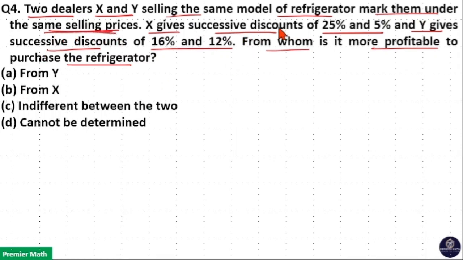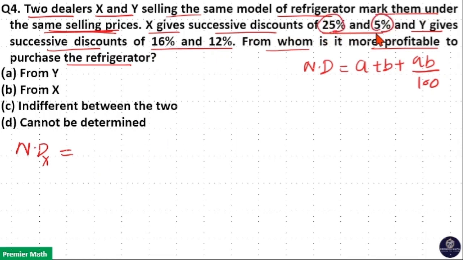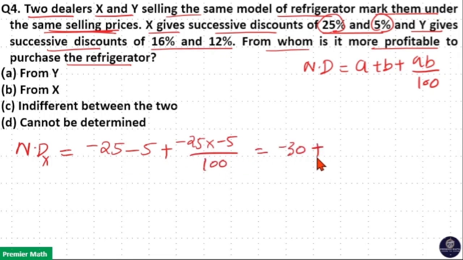Here, successive discount of 2 means just use the net discount formula, which is equal to A plus B plus AB by 100. Now, find the net discount for X and Y. Here, net discount for X: successive discounts are 25 and 5. Discount means minus. So, minus 25 minus 5, plus minus 25 into minus 5 divided by 100. Now which is equal to minus 30. Minus 25 into minus 5 will become plus 125. Plus 125 by 100 is equal to plus 1.25.